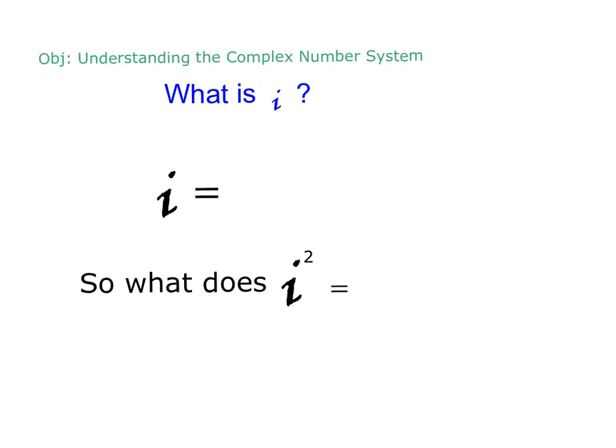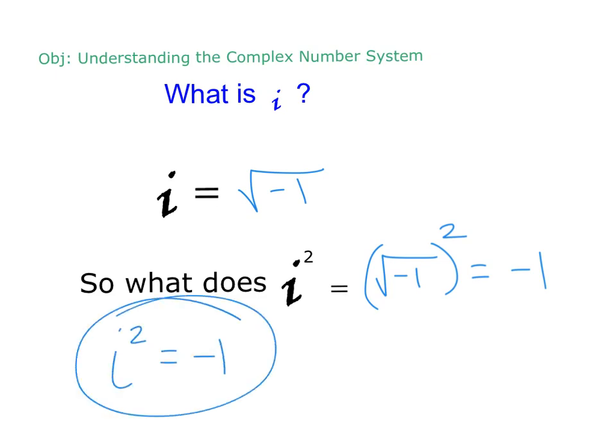All right, so now this is the second lesson. So remember, what was i equal to? The square root of -1. So what do you think i squared equals? i squared would be the square root of -1, squared. What happens with a square root and a square? They undo each other. So you get -1. This is definitely something you want to memorize. i squared equals -1. That's super important.